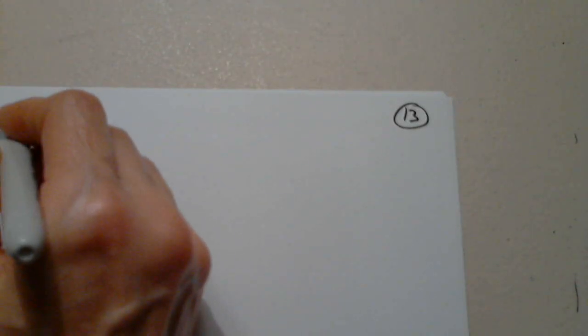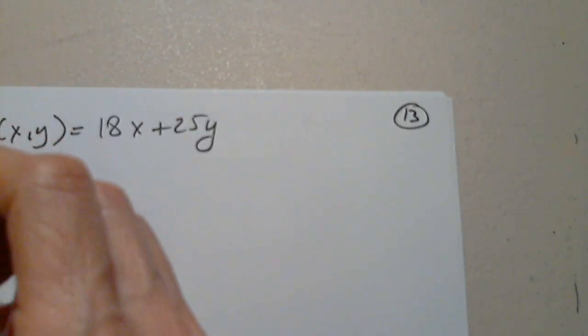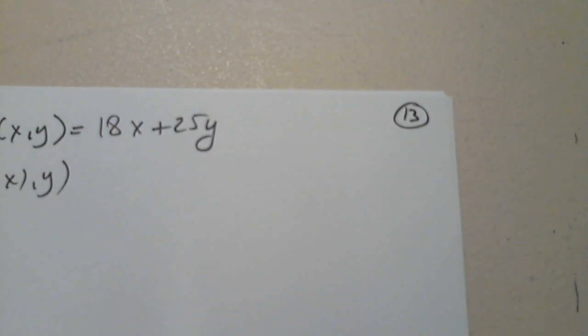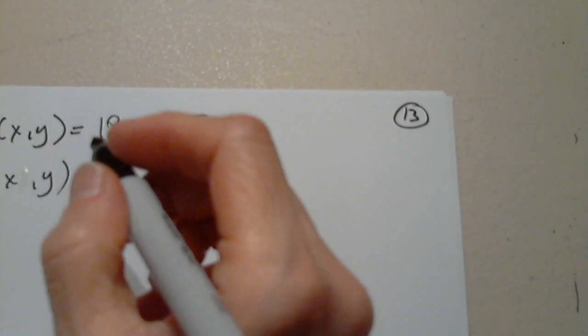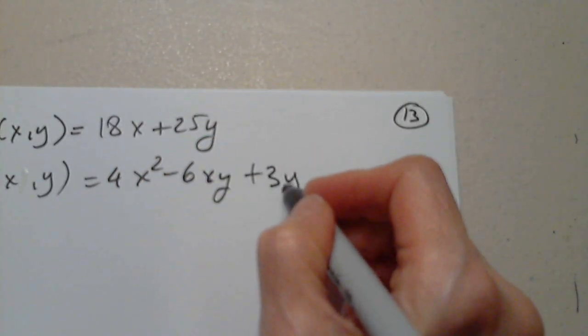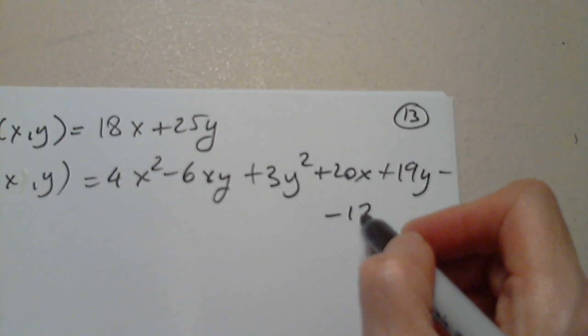Good. So here we were given a revenue function, 18x plus 25y, and a cost function. I don't want you to get confused here, it's just a comma. Good. And the cost function is 4x squared minus 6xy plus 3y squared plus 20x plus 19y minus 12.